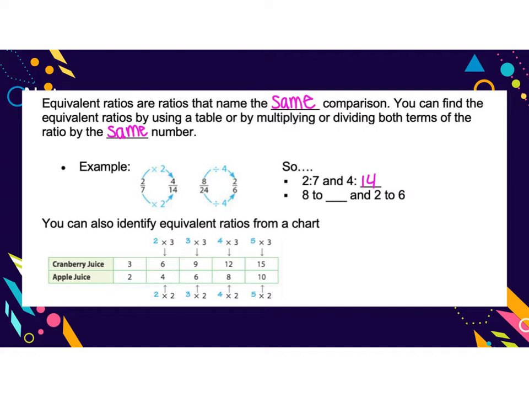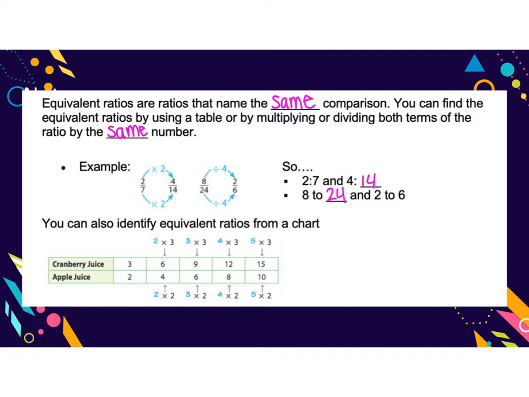Next to that, we see 8/24. If we divide both 8 and 24 by 4, we would get the ratio 2/6. So 8 to 24 and 2 to 6 are equivalent ratios.